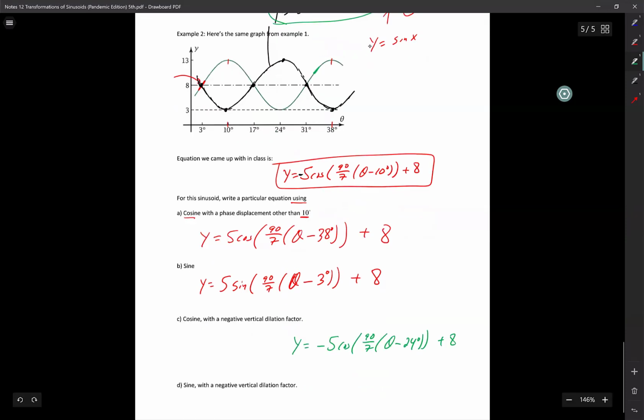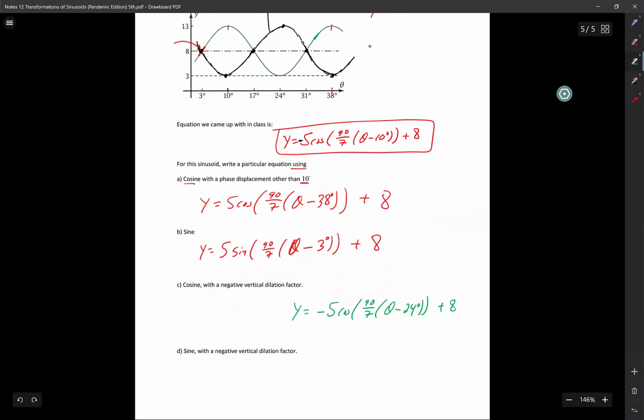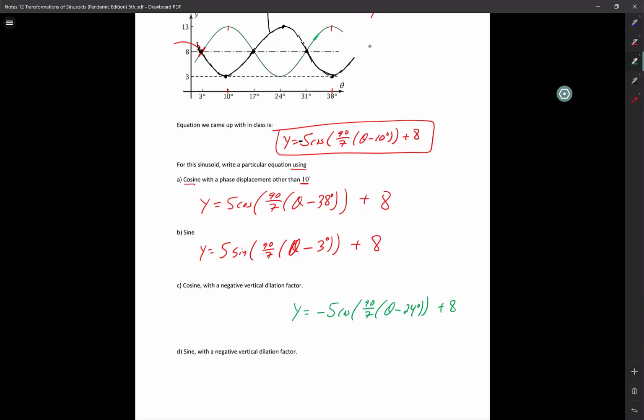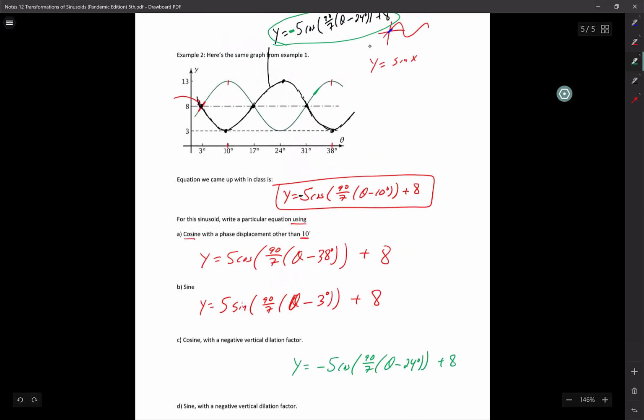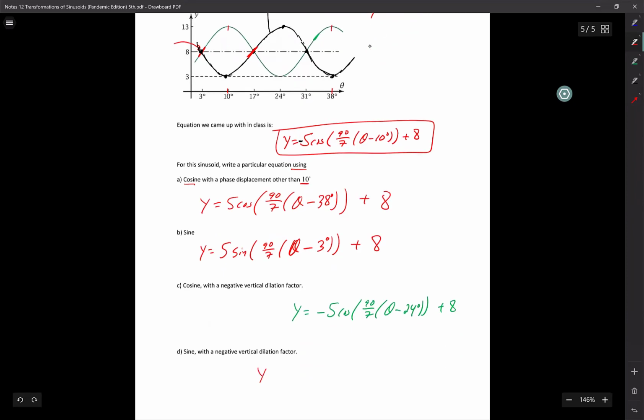All right, last one. Sine with a negative vertical dilation factor. Again, I'm looking at the black line, and I'm looking for a point of inflection going up. I see one right here at 17. Do you guys see that one? So I'm going to write y equals, for now, I'm not going to put a negative, I'm just going to put 5 sine 90 over 7 theta minus 17 degrees, plus 8. So write that down real quick.